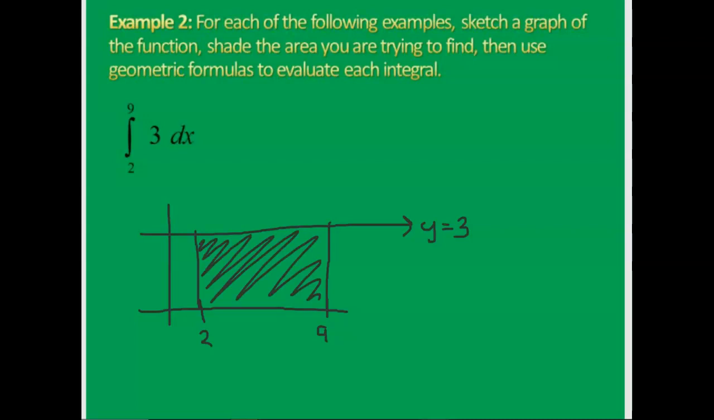So that means geometrically the integral from 2 to 9 of 3 dx is equal to 3 times 7, because the height of the function is 3, the width of the function is 7, therefore 21. The integral from 2 to 9 of 3 dx is equal to 21.